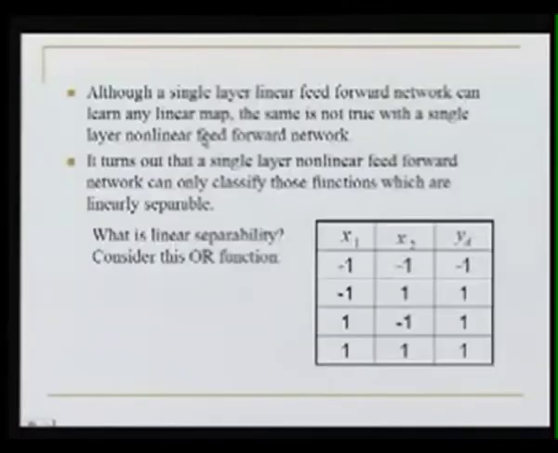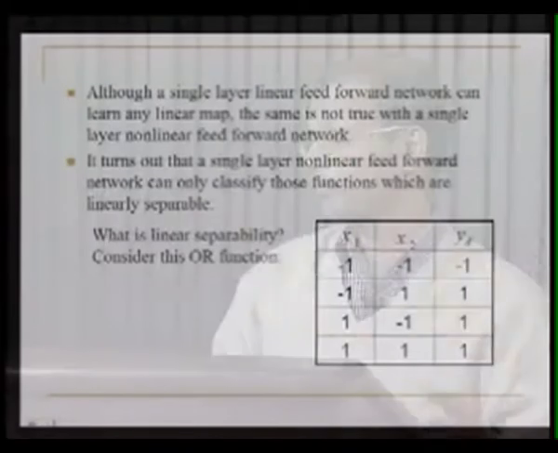Although a single layer linear feed forward network can learn any linear map, the same is not true with a single layer nonlinear feed forward network. We showed last class and today's class that any linear dynamical system can be learnt, or can be identified, using a single layer linear neural network, but this is not the case with nonlinear dynamical functions. We cannot identify or approximate any nonlinear function using a single layer neural network. So, that is the bad news.